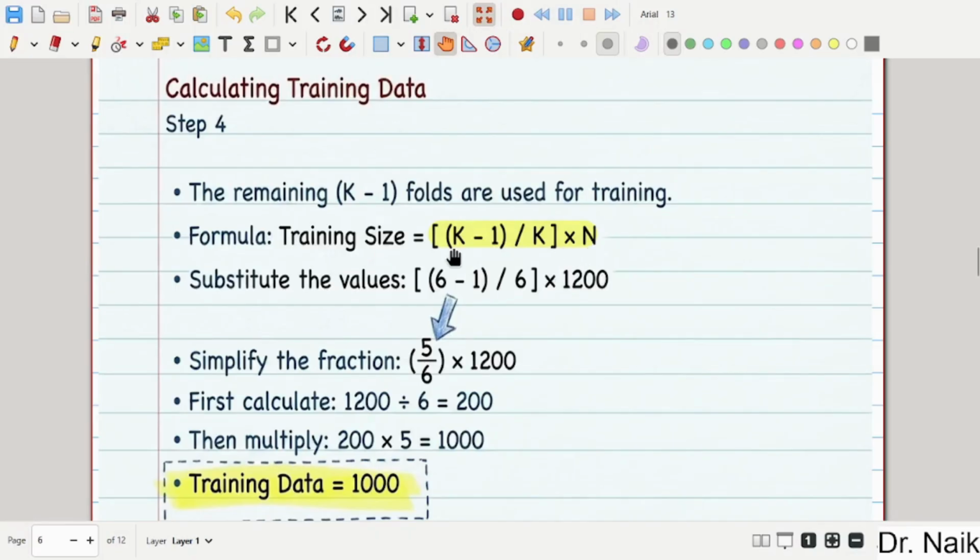We have been given k as 6. So (6 minus 1) divided by 6, whole multiplied by 1200. 6 minus 1 means 5. So 5 divided by 6 multiplied by 1200. Therefore, 1200 divided by 6 is equal to 200. So 200 multiplied by 5 is 1000. Therefore, training data is 1000.